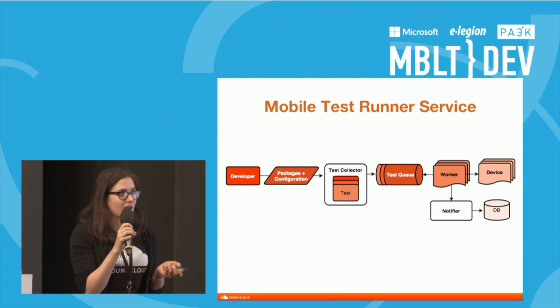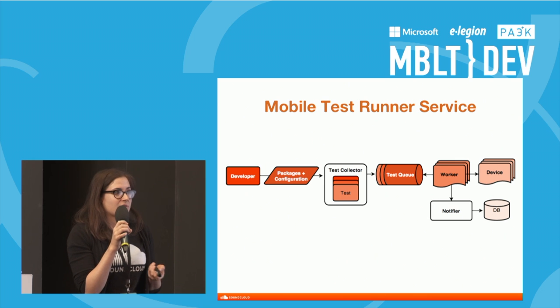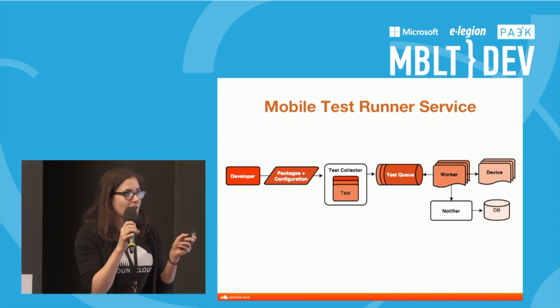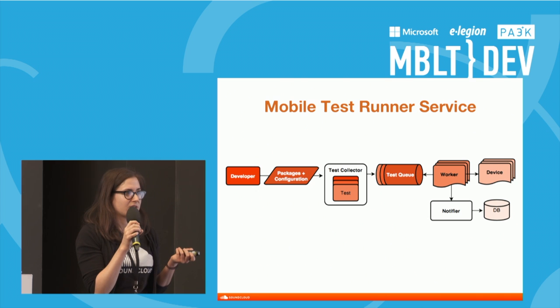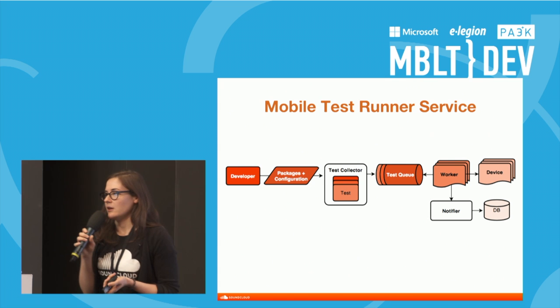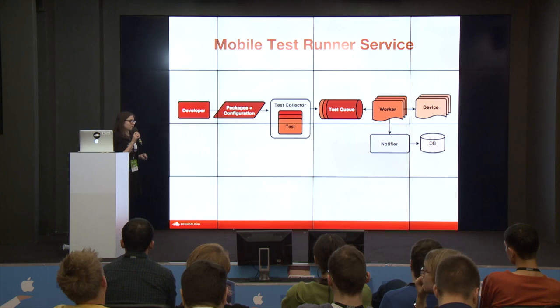Basically, it will uninstall and reinstall the packages if it's a new test run, or if it's a test from an existing run, it will clear the package data from the application just so that the test starts in a clean environment. Then it will execute the test, and once the test is done, it will notify that the test is done and also put all of the results into a database. Once an entire run has finished, the worker will restart the device, just again to ensure that we have a clean state when we start the next test run.